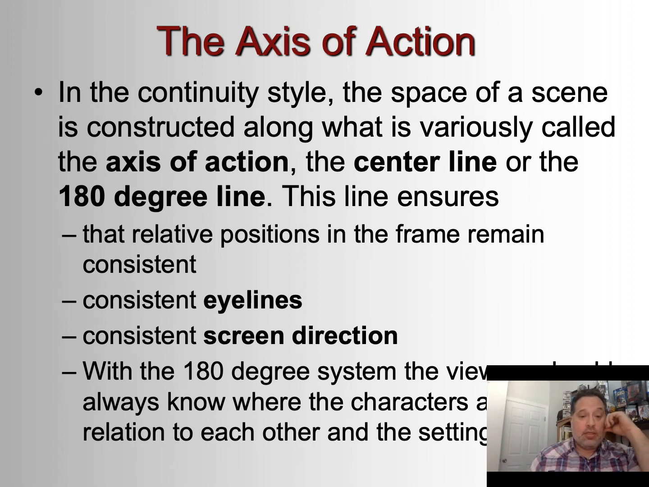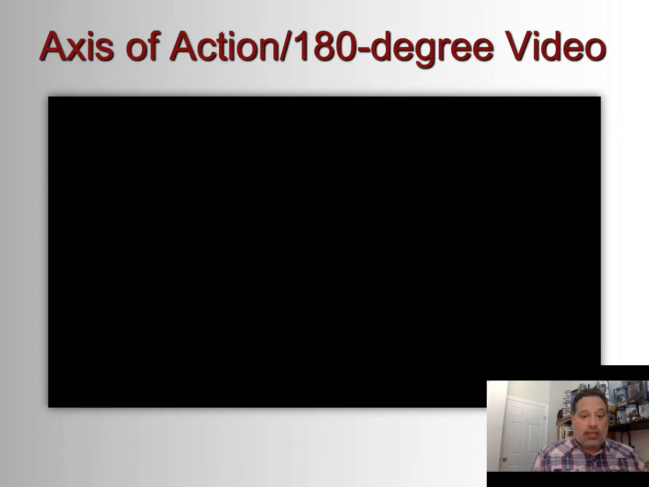With a 180-degree system, the viewer should always know where the characters are in relation to each other in the setting. So again, it's a way of ensuring continuity and making sure that we understand where things are in relation to one another. So here's a very good video on the use of the axis of action, 180-degree video, because it's a little bit hard for me to explain it without you actually seeing it. But once you look at this video, you'll understand better what we're talking about.